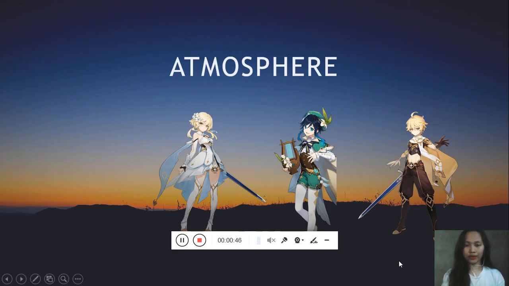So the atmosphere, what is the atmosphere? The atmosphere is a very huge envelope of air that surrounds our Earth and is pulled by the gravitational force of the Earth. What gases are in the atmosphere? Of course, oxygen and carbon dioxide and others.